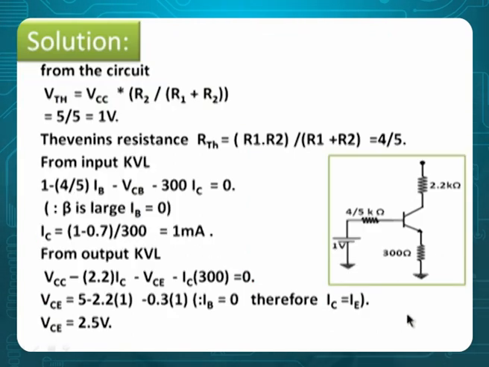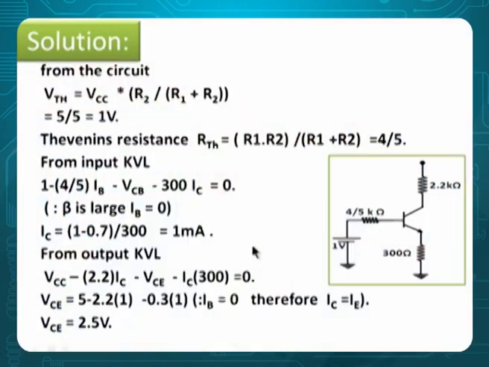Solution. As I told you already, whenever beta is extremely high, IB is very small, neglected. Therefore, V Thevenin you calculate as VCC by R1 plus R2 into R2. That becomes 1 volt. R Thevenin you don't need, because base current is anyway 0. So if this is 1 volt, this is anyway neglected. 1 volt minus VBE minus 300 into IC plus IB, you will get IB from here. Once you get IB, IC is beta times IB, you will get IC there.